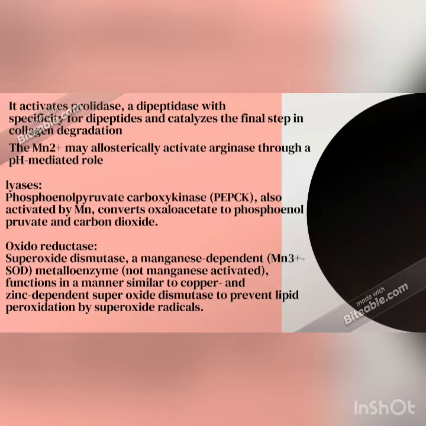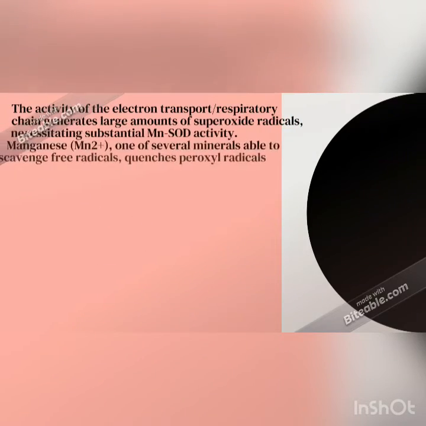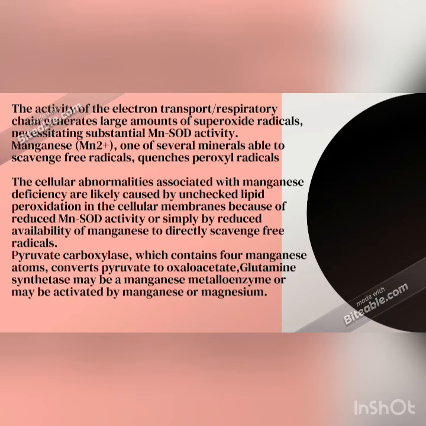Oxidoreductase: superoxide dismutase, a manganese-dependent, Mn3+ SOD, is a metalloenzyme, not manganese activated. It functions in a manner similar to copper and zinc-dependent superoxide dismutase to prevent lipid peroxidation by superoxide radicals. The activity of the electron transport/respiratory chain generates large amounts of superoxide radicals, necessitating substantial Mn-SOD activity. Manganese, Mn2+, one of several minerals able to scavenge free radicals, quenches peroxyl radicals.